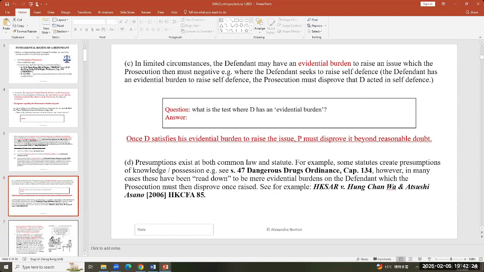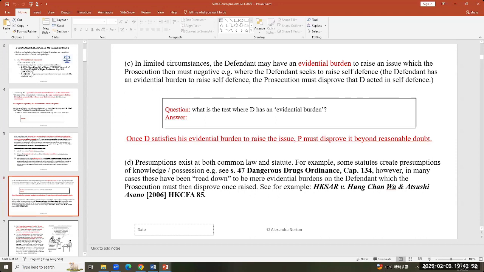Sometimes, though, the defendant just has an evidential burden. So even though the legal burden of proof remains on the prosecution, the defense may have an evidential burden. For example, if the defendant wants to raise self-defense, in other words, he committed the assault, but only because he was acting in self-defense, then he has the evidential burden to raise it.